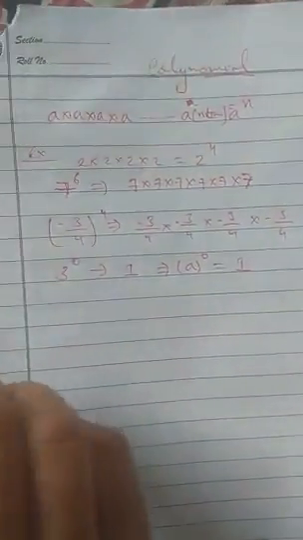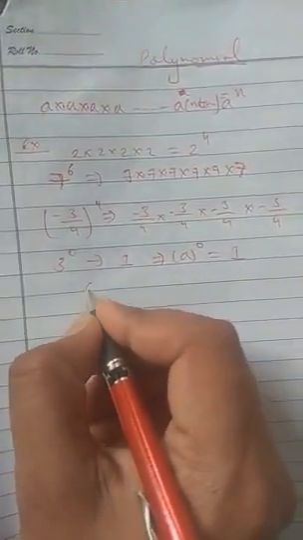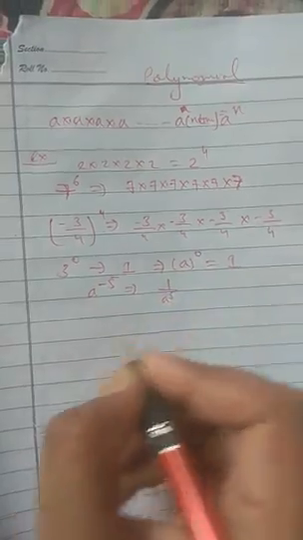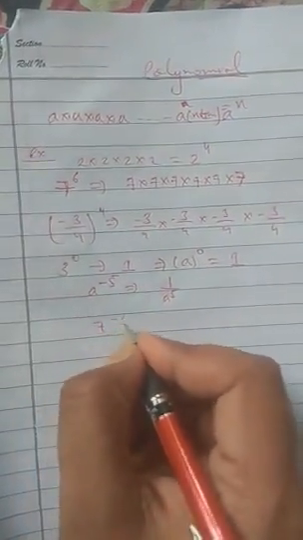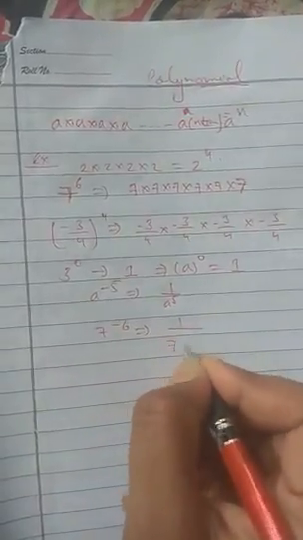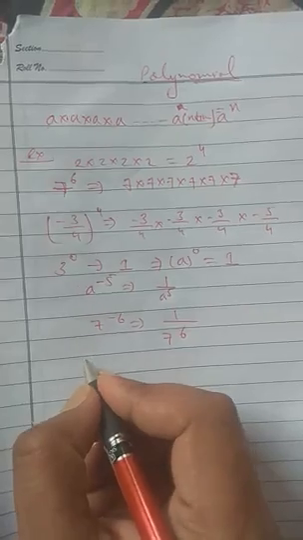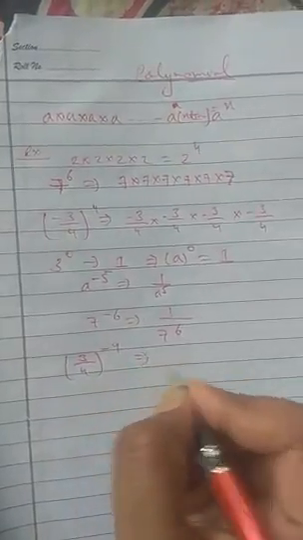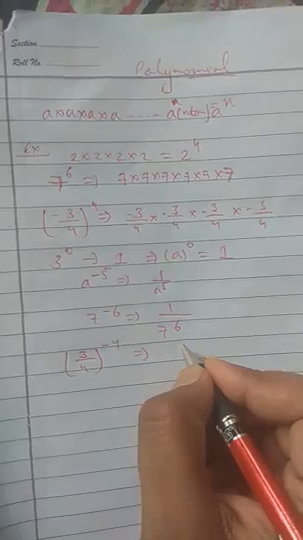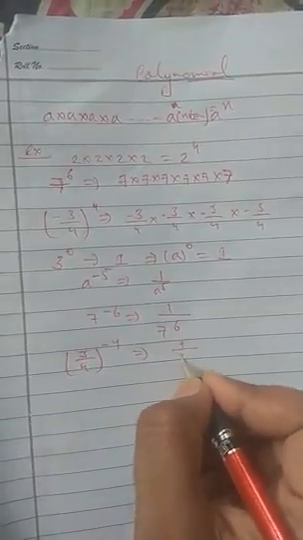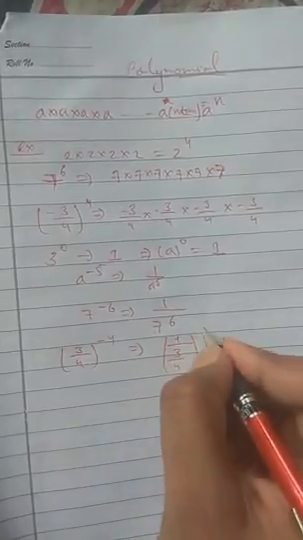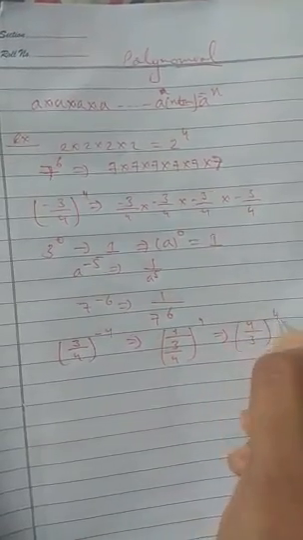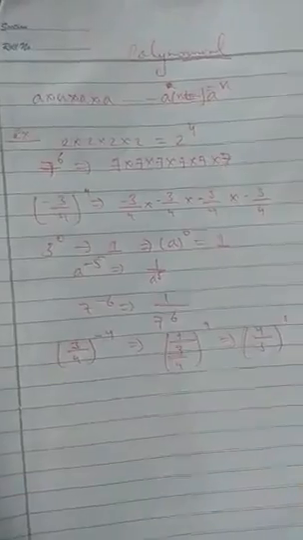If we have some negative power, such as a power minus 5, this means 1 upon a power 5. If you have 7 power minus 6, this means 1 upon 7 power 6. If we have 3 by 4 whole power minus 4, you take the reciprocal of 3 by 4, which means 1 upon 3 by 4 whole power 4, and this results in 4 by 3 whole power 4.